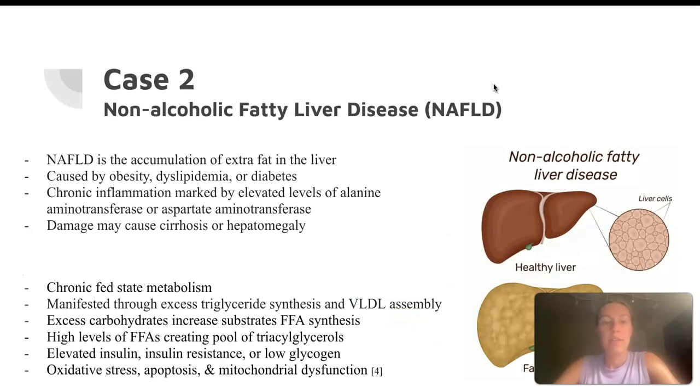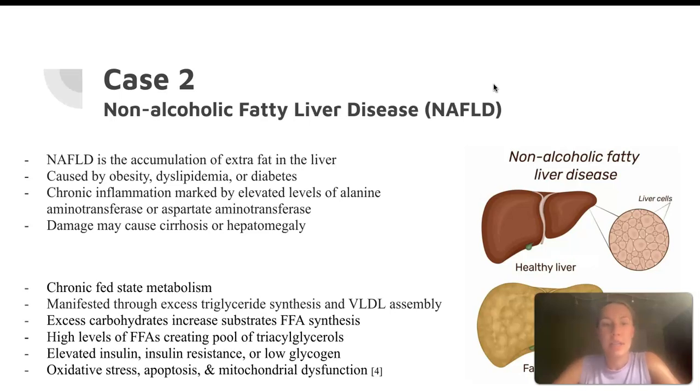So in the case of this patient with suggested non-alcoholic fatty liver disease, we know that NAFLD is the accumulation of extra fat in the liver. We can see that in the image on the slide here. The liver starts to just kind of fall apart when there's too much fat, and it can be under a lot of stress when there's excess fat in the diet and therefore in circulation, and then the liver just kind of goes on overdrive trying to process all these extra fatty acids in the bloodstream.